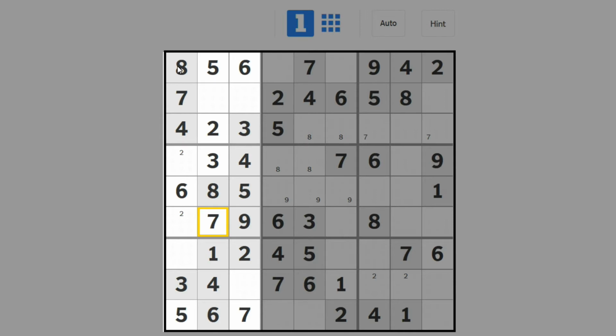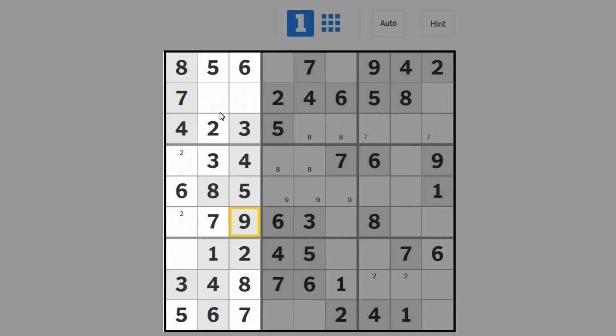Number 8, we have an 8 here on the left, an 8 here in the center, so there has to be an 8 on the right in this block, and there's only one cell, and that's where it would go. Number 9, there's only one 9. Now we've gone through all the numbers 1 through 9.